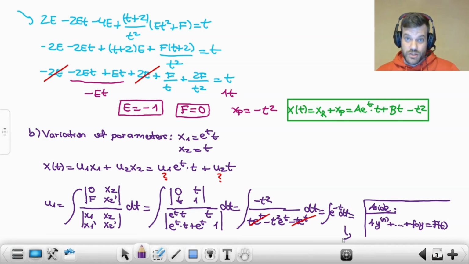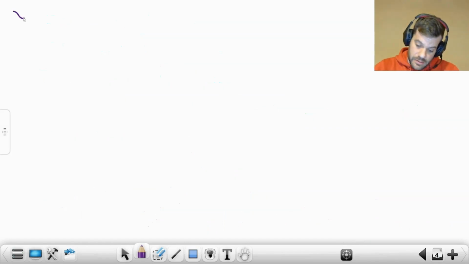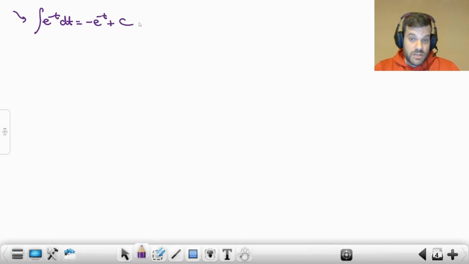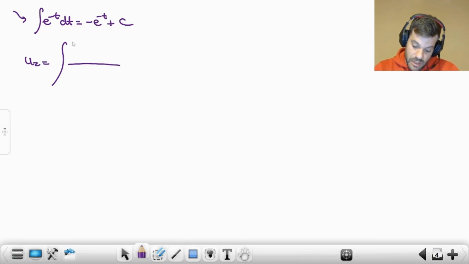Okay, so far so good. I know it's a very long problem, I'm aware of that, but bear with me, we are really close. So the integral of e to the negative t differential of t is minus e to the negative t plus a given constant, see? On the other hand, u2 equals an integral of, now we are solving for the second mysterious function u2, and therefore we switch the second column in the Cramer system. x1 prime 0 f, and here the Wronskian.